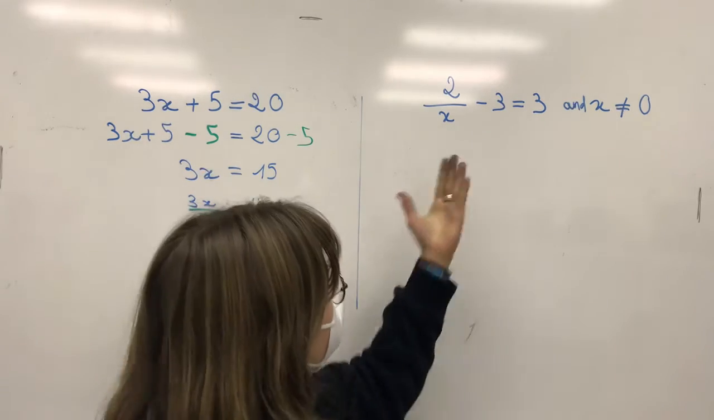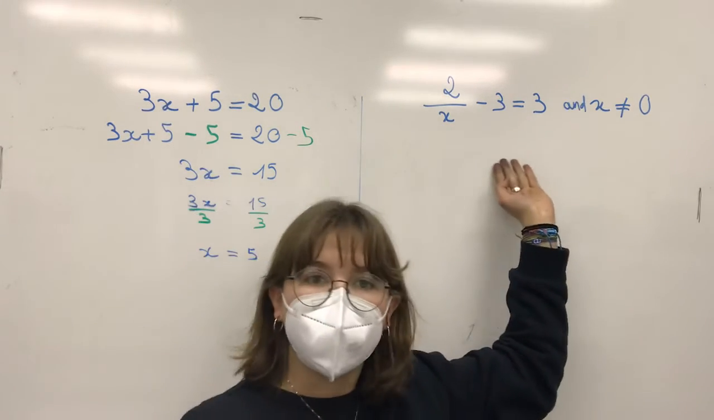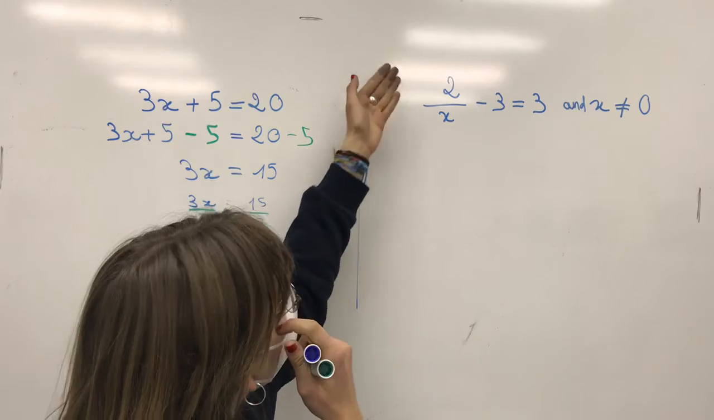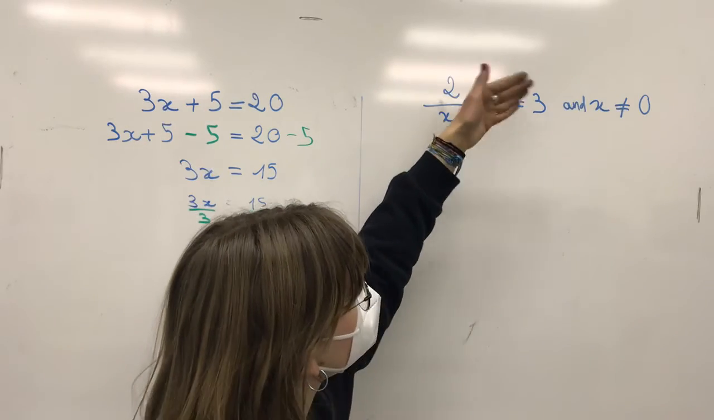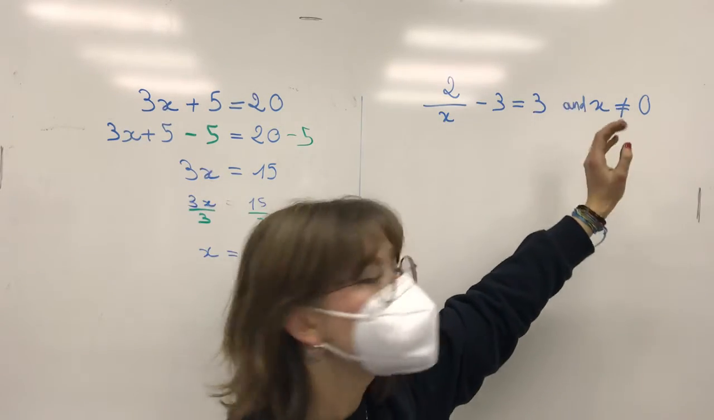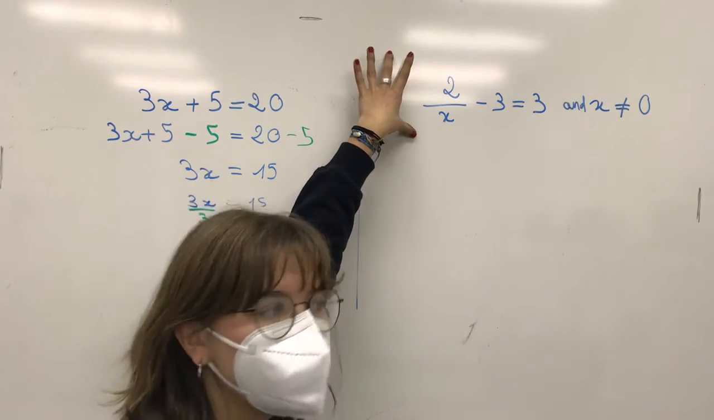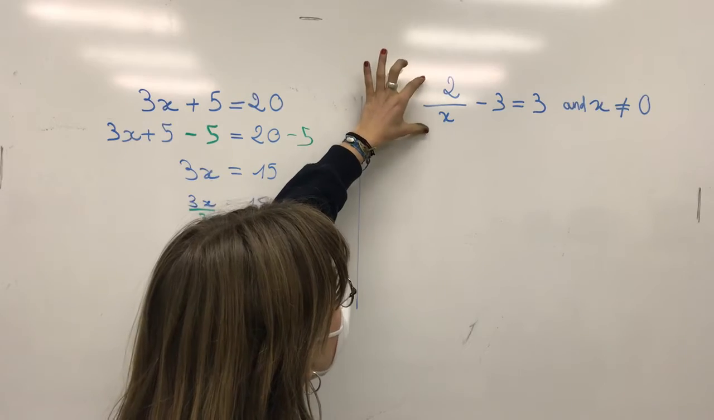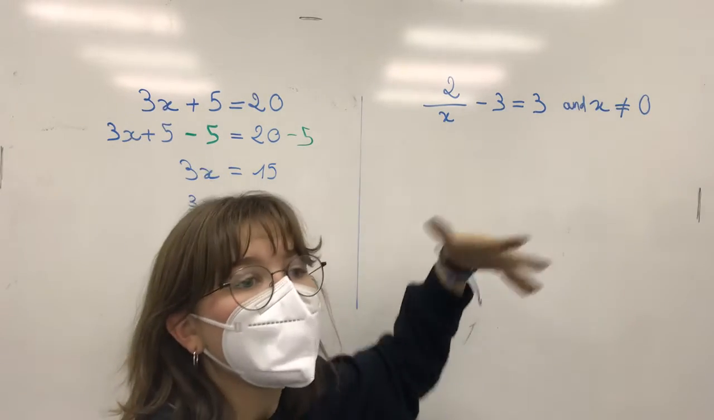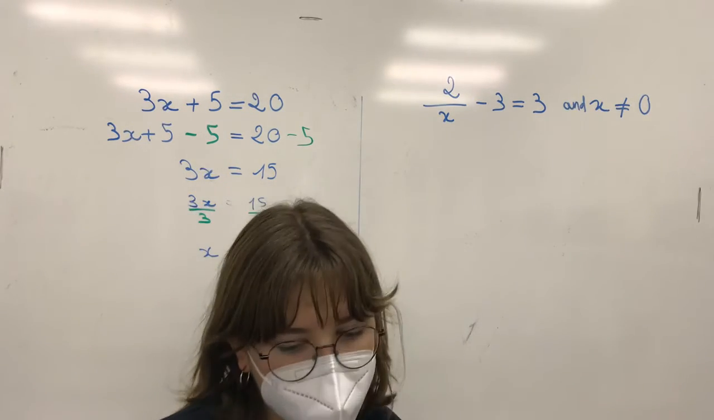I have here a second example. If you want, you can try at home. So 2 over x minus 3 equals 3, with x not equal to 0 because it's an impossible solution, because otherwise the expression is not true, since 2 over 0 cannot be an expression in math.